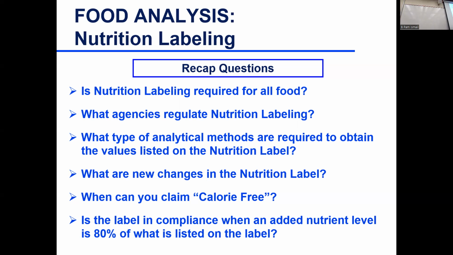Is the label in compliance when an added nutrient level is 80% of what is listed? Why not, Priyansh? For an added nutrient, it has to be 100%. If it's naturally present, we can. Yes. For added nutrients, at least 100%, it's okay if it's a little over. For nutrients that are already endogenous or native to the product, 80% at least or higher, but there are a few components that we don't want to be over 120%. What are they?